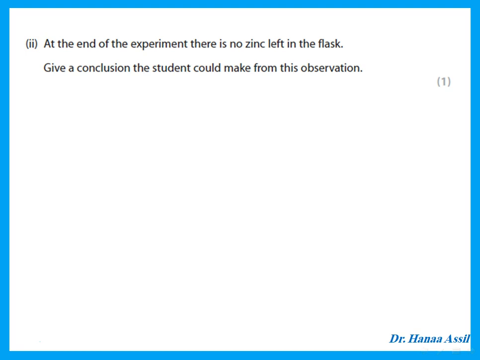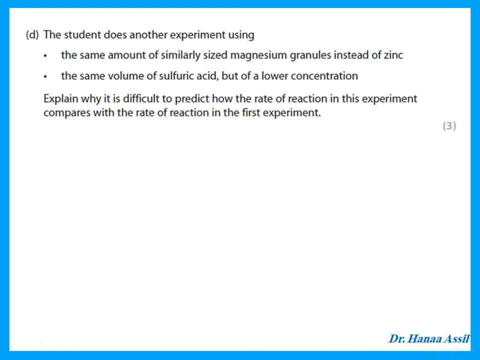At the end of the experiment, there is no zinc left in the flask. Give a conclusion the student could make from this observation. So I have zinc and HCl. If I say that at the end there is no zinc, what does that tell you? It tells you that the other one was excess. So all the zinc has been used up. That means that the acid was excess, or that the zinc is a limiting reagent. Remember, the one that is not excess is limiting. You know what excess means. The acid was excess, that means I used too much acid. So the zinc was all used up and the reaction stopped. So that means that the acid was excess.